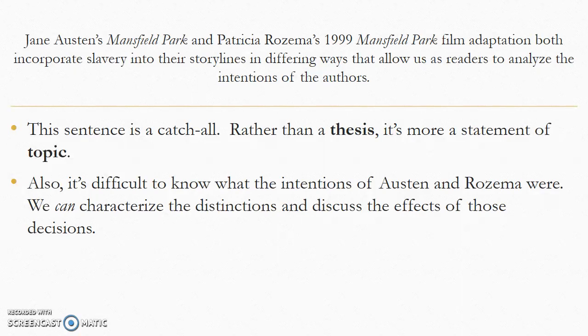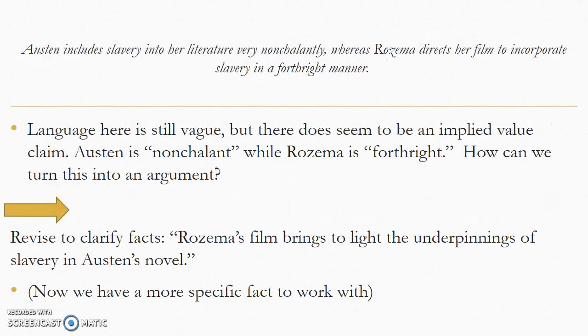Okay, so as it stands, the student writing above is very vague. But the student actually went on to say, in a revision, Austen includes slavery in her literature very nonchalantly, whereas Rozema directs her film to incorporate slavery in a forthright manner. I would point out that the language here is still vague, but there does seem to be an implied value claim. Austen is nonchalant. Does this mean careless, maybe? While Rozema is forthright, meaning honest. I'd like to think about how we can turn these implicit value claims into an argument.